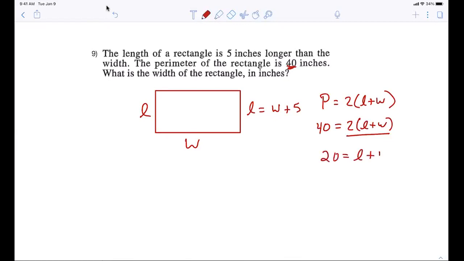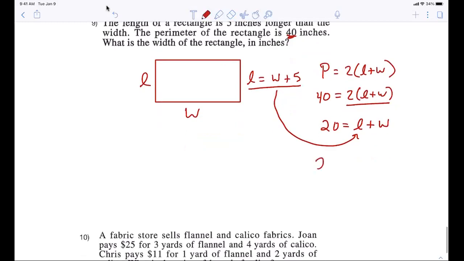Yes, thank you. 20 equals L plus W. And now what does L equal? So I just put in here W plus 5. So I have 20 equals W plus 5 plus W. 20 equals 2W plus 5.